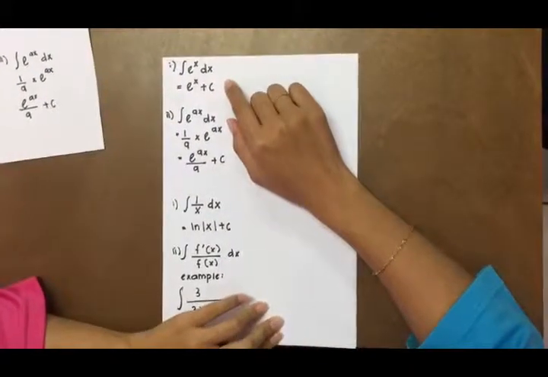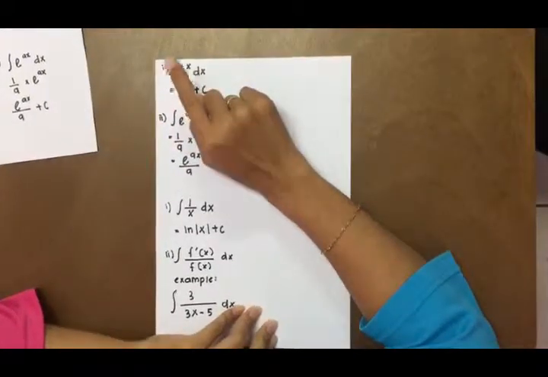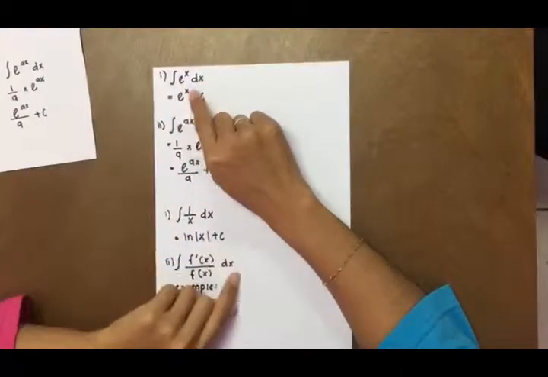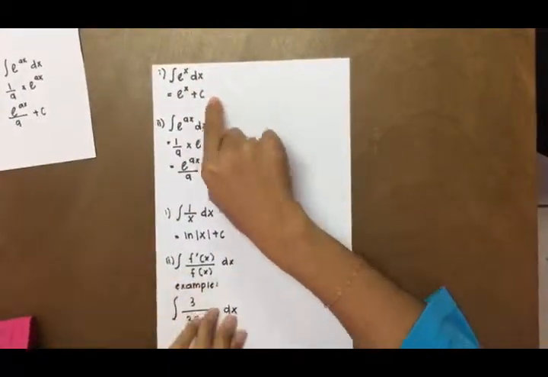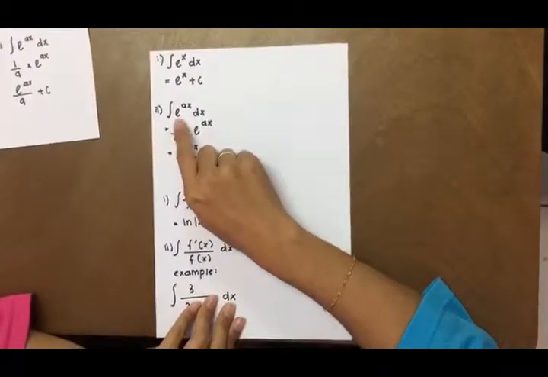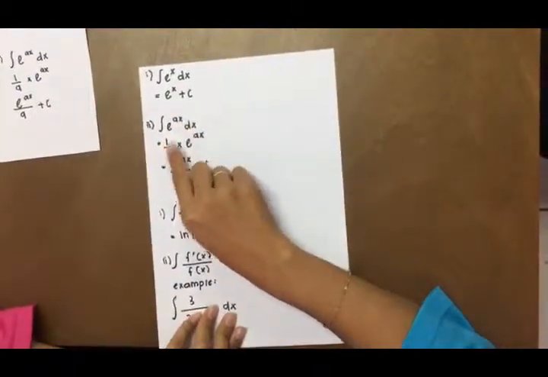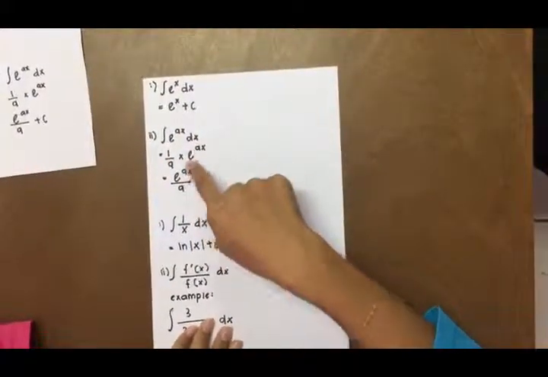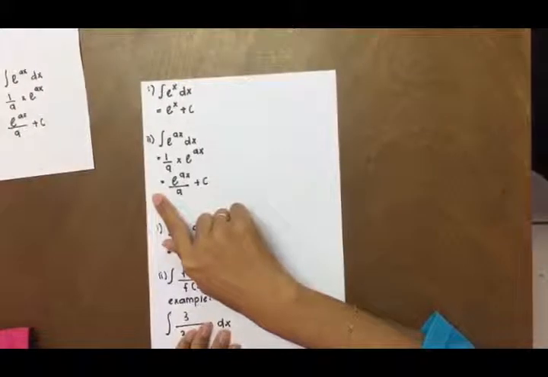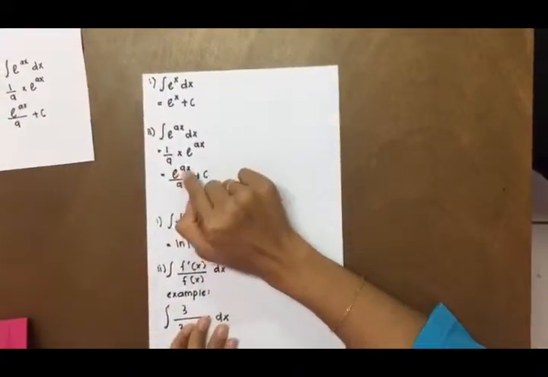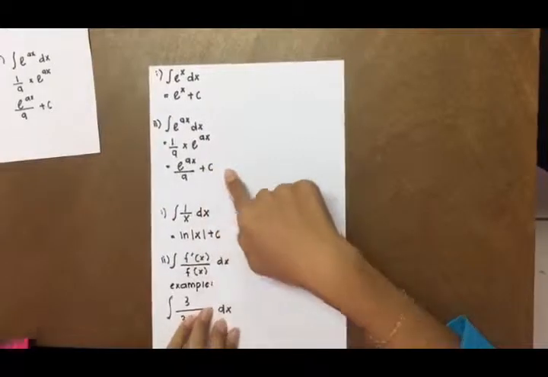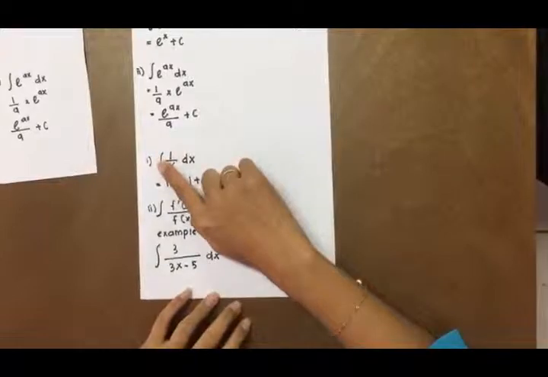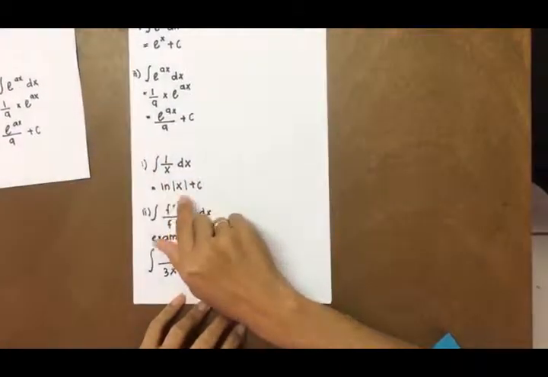For integration of exponent functions, example 1: the integral of e to the x dx will be e to the x plus c. For the second example, the integral of e to the ax dx will be 1 over a times e to the ax. The answer will be e to the ax over a plus c. For the natural logarithm function, the integral of 1 over x dx will be ln x plus c.